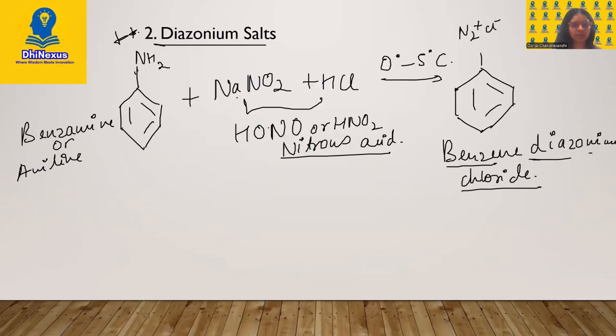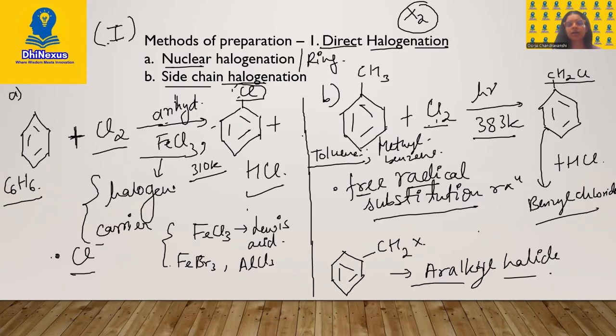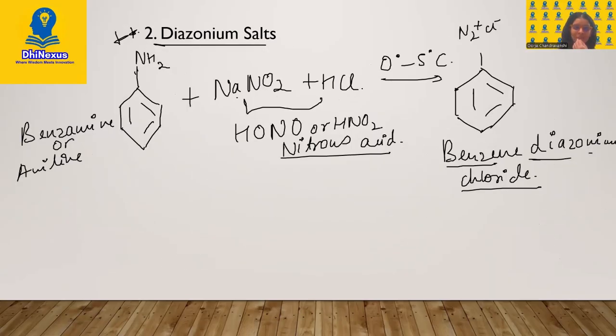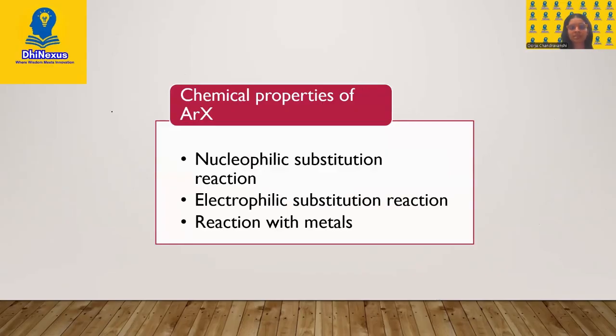Just to reiterate, we must know that this method, direct halogenation, is best for preparing chlorobenzene and bromobenzene. Iodobenzene reactions are known to be reversible, and fluorobenzene is highly explosive, so we do not prepare it via this method. We can, however, prepare it via benzene diazonium fluoride. Moving on, let's start with the chemical properties.